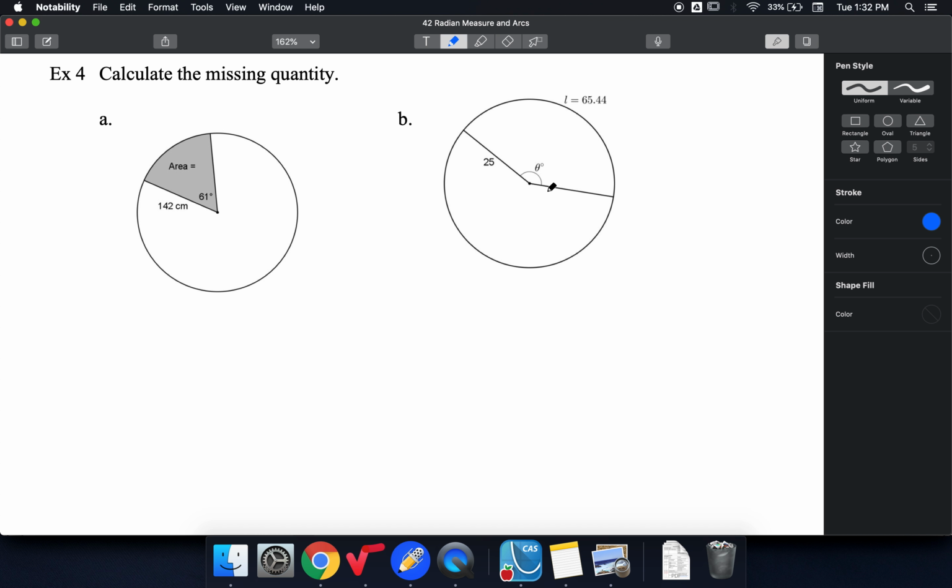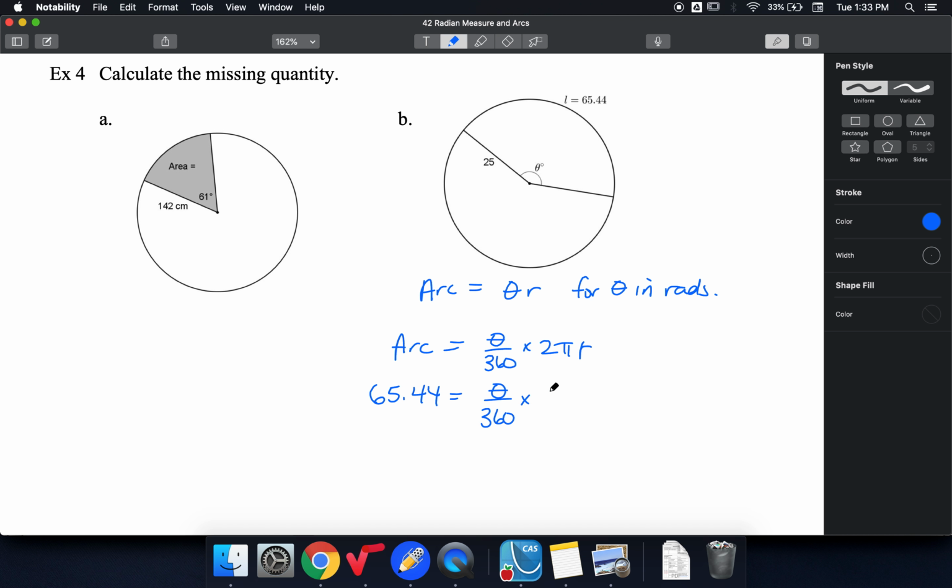Over here, though, I'm going to look at this one. So my arc length is 65.44. I know that my arc length is either going to be theta r, if theta is measured in radians, but I can see that theta is in degrees. So instead, my arc is going to be theta over 360 times 2 pi r. So I'm going to fill in what I know. 65.44 is equal to theta over 360 times 2 pi 25.